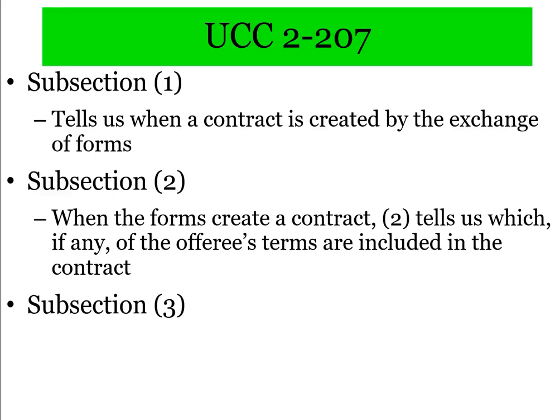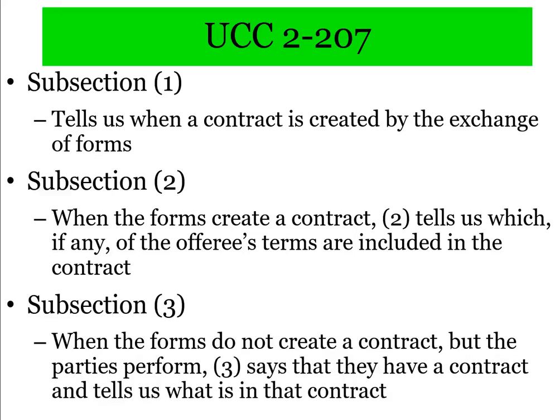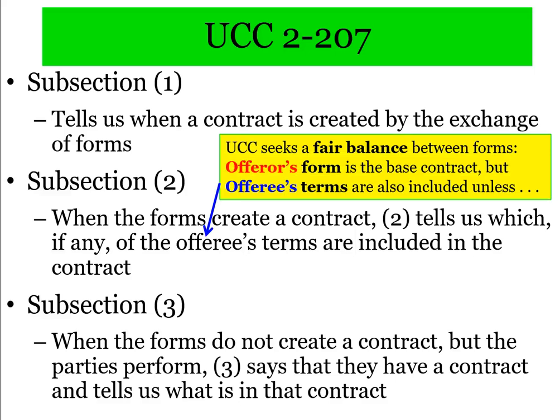Subsection 3 governs when conduct by the parties can establish a contract even though their writings do not. It also identifies what terms are included in such contracts. You only reach this subsection if you first determine that a contract has not been formed under 2-207(1). The UCC provision attempts to find a compromise between the two forms, making it more fair between the parties. It treats the offeror's form as the base contract, but creates the possibility for the offeree's additional terms to be included in the contract as well.